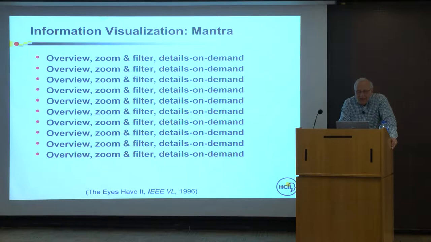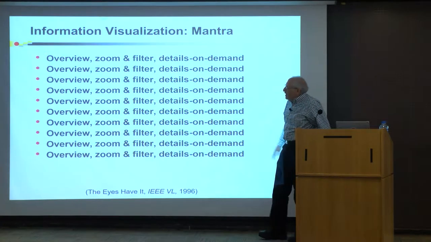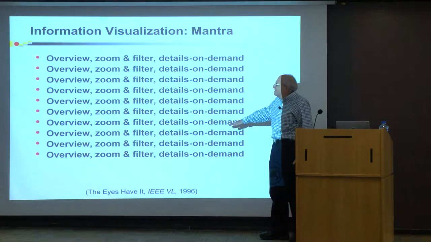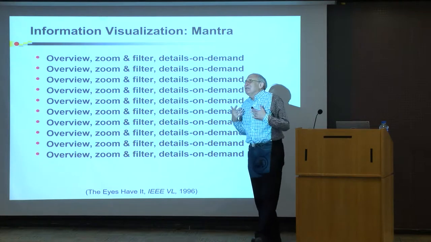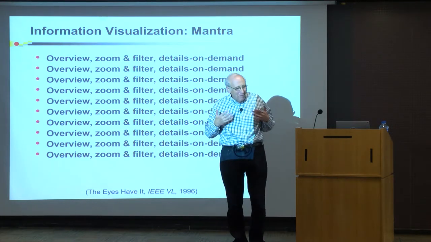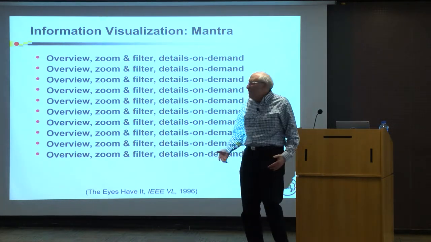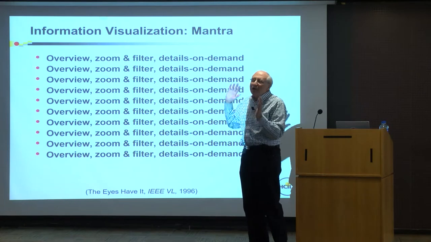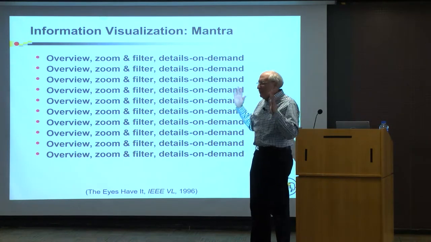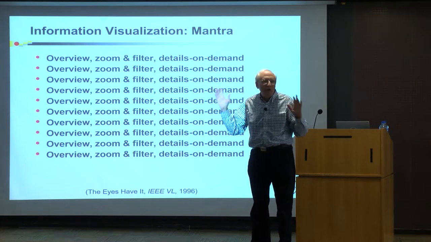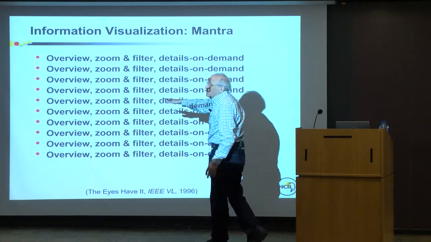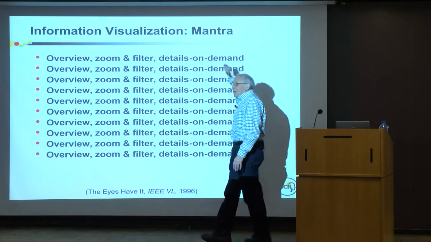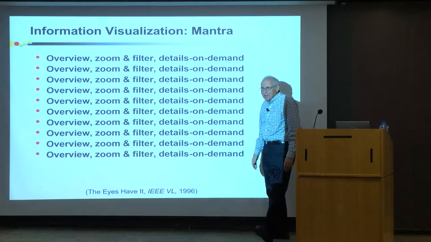Now, one day I wrote down some rules, and this was sort of a playful one, and it appeared in the paper just like this, just repeated as a figure. And I wrote this down for myself and my group to remind myself of this principle. And the principle was: show an overview first. Even if you have a million or a billion points, show the whole data set at once. And then zoom in on what you want, filter out what you don't want, and click for details on demand.